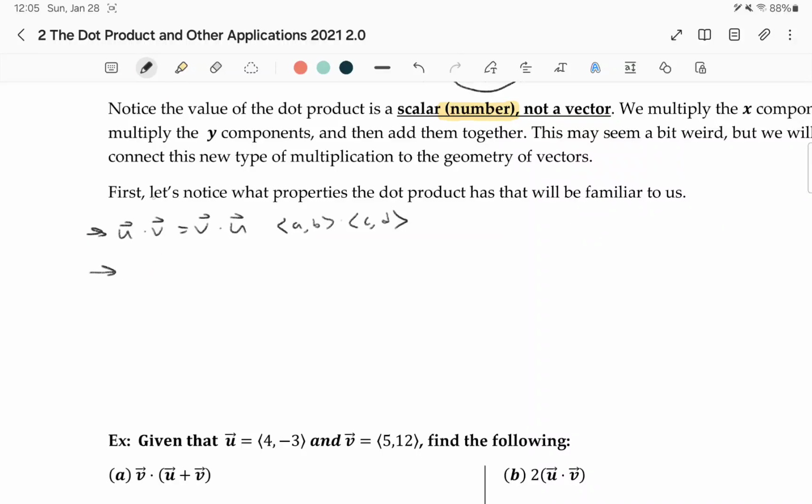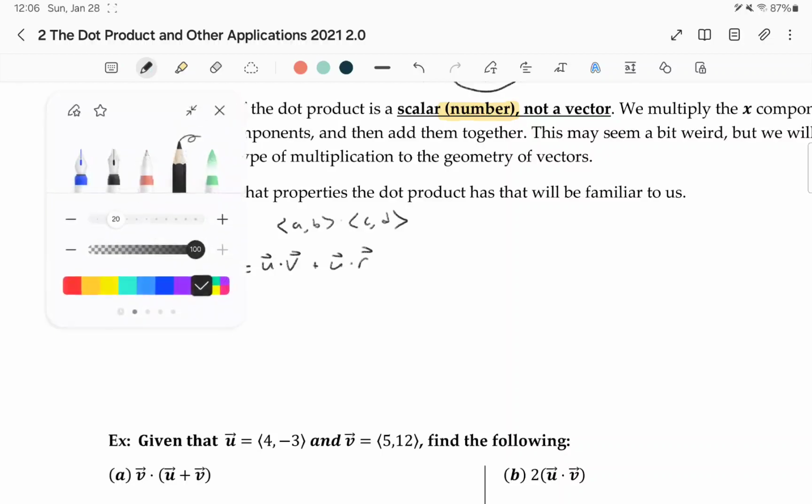The second one is the distributive property, which is a little less intuitive, but still makes sense. If we have a u vector, and then a v vector and an r vector, and they're added, and we take the dot product with u, we're going to get u dot v plus u dot r.